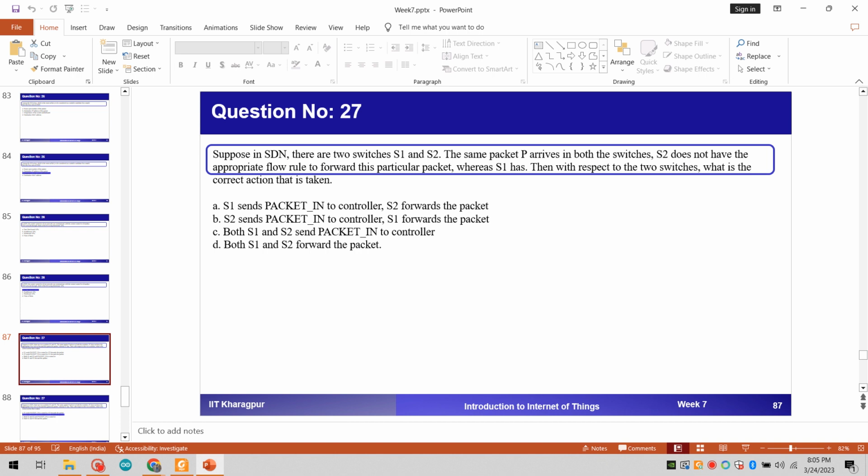Next question is, suppose in SDN there are two switches S1 and S2. The same packet P arrives in both the switches. S2 does not have the appropriate flow rule to forward this particular packet, where S1 has. Then with respect to the two switches, what is the correct action that is taken? S1 sends packet-in to the controller, S2 forwards the packet. S2 sends packet-in to controller, S1 forwards the packet. Both S1 and S2 send the packet-in to the controller. Both S1 and S2 forward the packet.